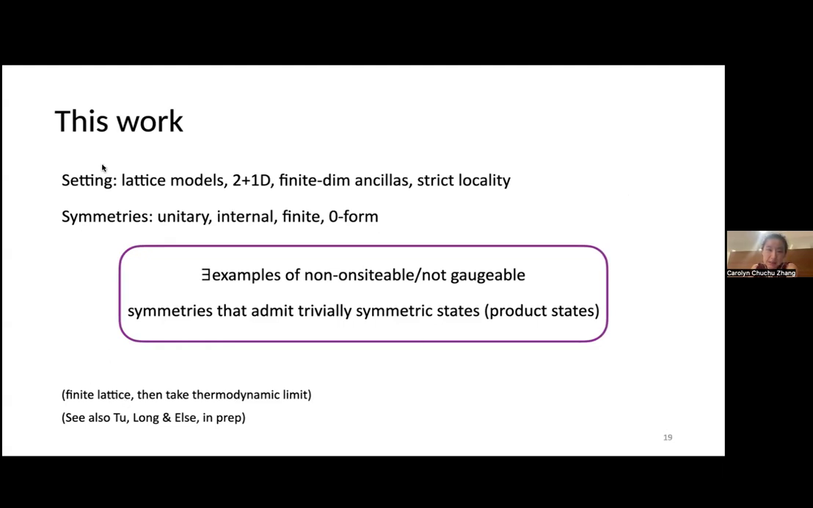And so in this context of what I mentioned earlier of these lattice models in 2+1D, and all of these unitary finite internal symmetries, there are examples of symmetries that are not onsitable and not gaugeable, so you can't couple them to dynamical gauge fields. And they admit trivially symmetric states. In fact, they admit symmetric product states. And there's also some similar work in progress with Tu Lang and Dominic Els that also discusses this topic.